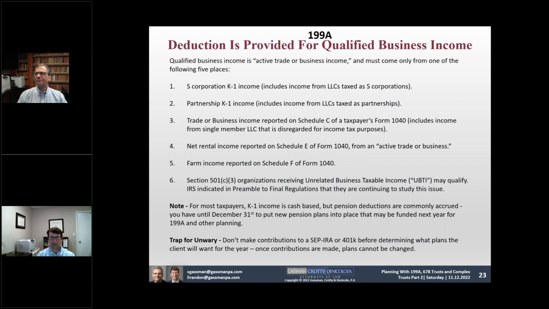There's a lot of rules around it. There are some threshold limitations depending on your level of income and the type of business that you're in. But mostly this comes from flow-through entities. That's S corporation income, partnership income, Schedule C income, rental income on Schedule E, as long as it's an active trade or business, which we'll get to, farm income, and then if you have taxable income in a charity, that could also qualify under some of the regulations that were published.